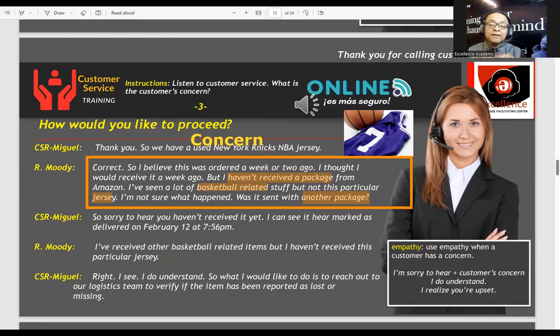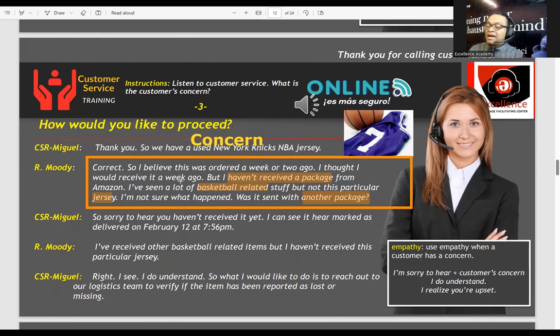And can you tell me more about your package? Yes, it was this jersey. Okay, I got it. And have you checked? Yes, I have checked. Okay, perfect. Now I understand. So you start to get an idea of what the customer wants by asking clarifying questions. If I understand correctly, you're calling about a package, you didn't receive this specific package. Am I correct? So you ask those clarifying questions to get a good picture of what the customer wants.